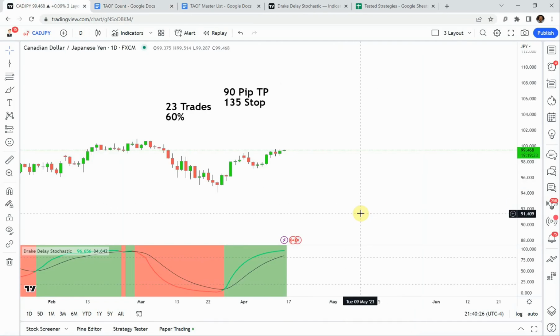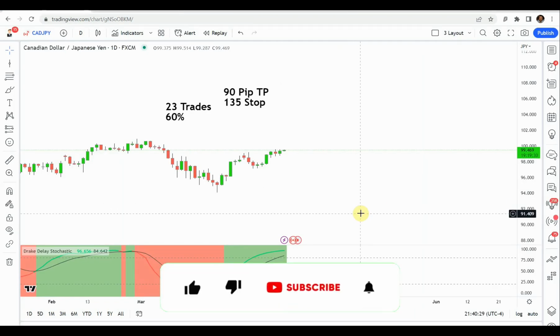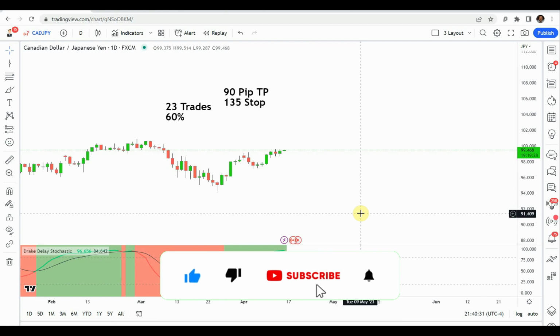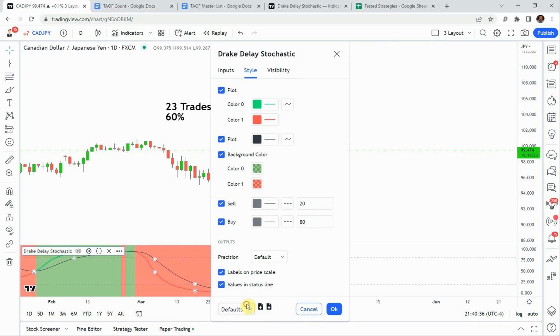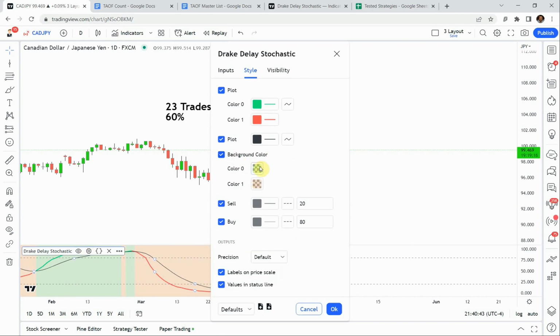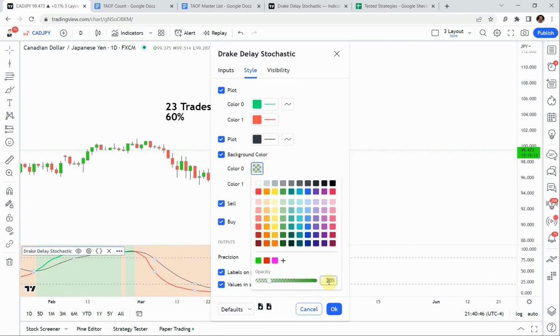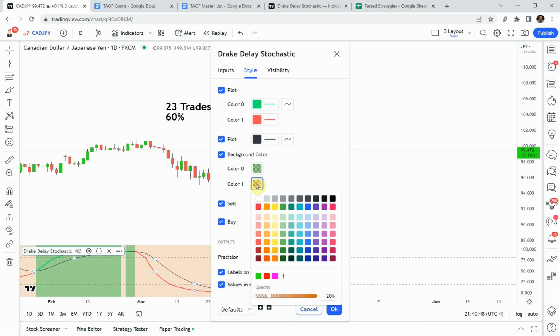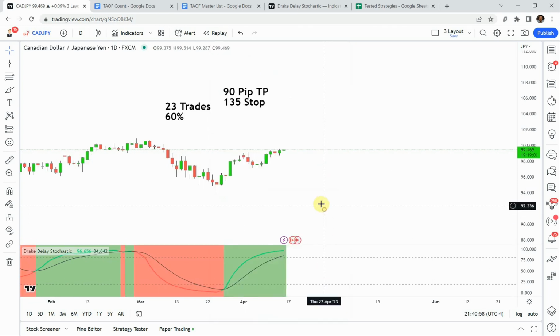Okay, so today we are looking at an advanced testing of the Drake delay stochastic indicator. You can see it here on the bottom of the screen. I did make a few visual changes to this, and in the default form, it looks like this right here. What we did was go into the background colors right there, color 0. We're going to take that to 50% opacity. Color 1, we're going to switch that to red, and also take that one to a 50% opacity. And that gives us the background as we see here.